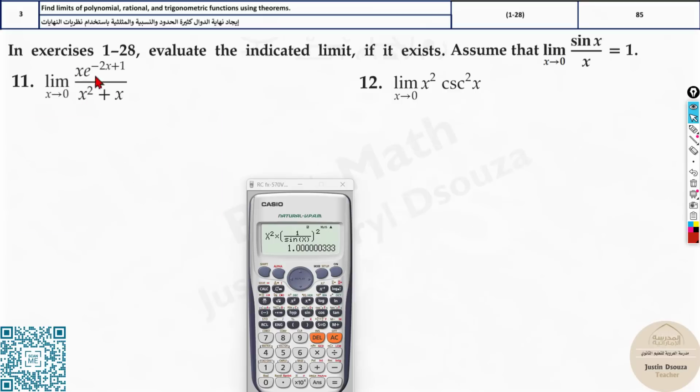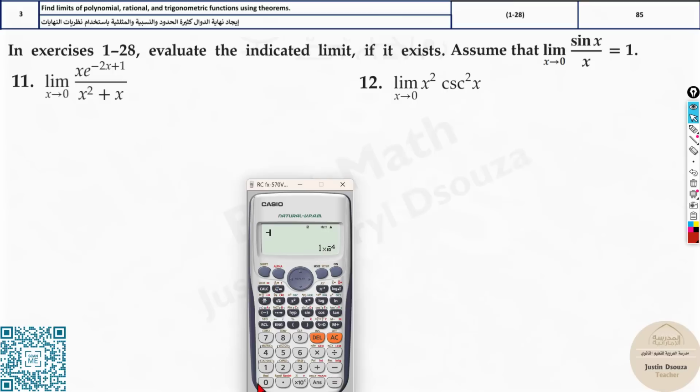Now since the E value is there over here, let me solve this as well. I'll quickly do the answer over here. It's x, and E is over here, shift and ln, to the power minus 2x plus 1 divided by x squared plus x. What we do over here is calculate it, and you can't take 0, so you should take 0.001. Now look at this value, 2.71. Just keep it in mind.